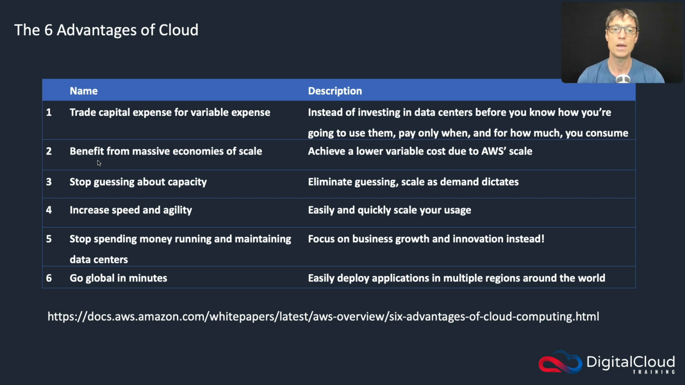You benefit from massive economies of scale. So AWS buy a huge amount of equipment, and because of the volume they buy, they can lower their price and pass that on to their customers. Stop guessing about capacity. This really means that you have so much flexibility in the cloud that you don't have to worry about, for instance, guessing how much capacity you're going to need over the next 6 months. You just use what you need.